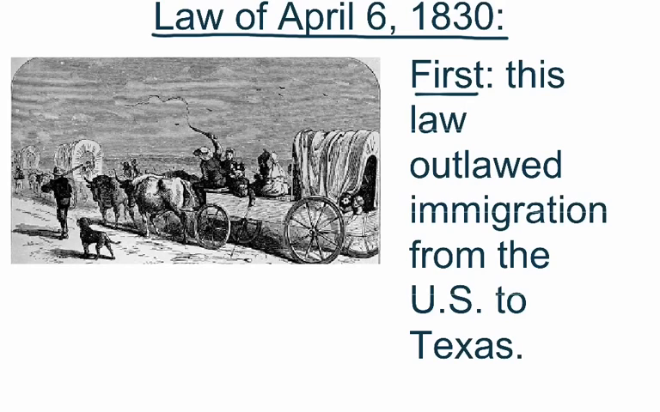Now, the first thing that they did to control this area of Texas in the Law of April 6, 1830, this law outlawed immigration from the United States to Texas. So, you can no longer be a U.S. citizen coming to Texas. That was now illegal. Much like nowadays, when people trying to come into the United States illegally, this is what Mexico did to the people from the U.S. trying to come to Texas. It was now illegal for them to do that.